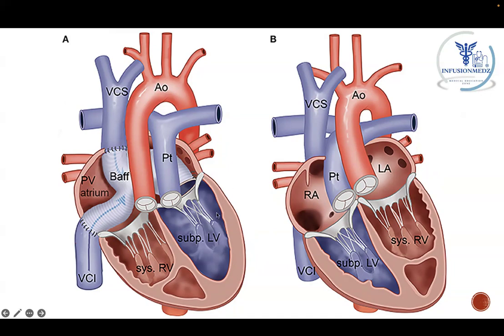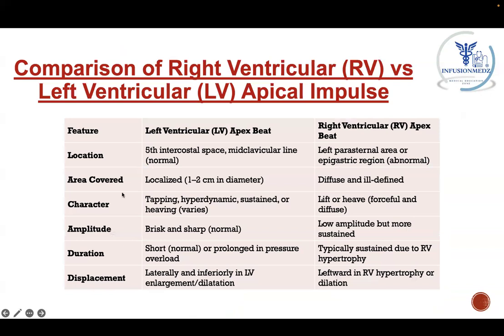And in case of the LV apex, whenever there is hypertrophy or enlargement, the LV will go both downwards as well as outwards. So you can see here. Generally, displacement of the left ventricle is both lateral and inferior, that is downward. Whereas in the right ventricular apex, the movement is only leftward, that is outward. There is no downward movement.